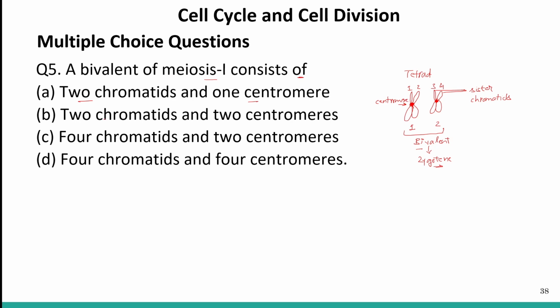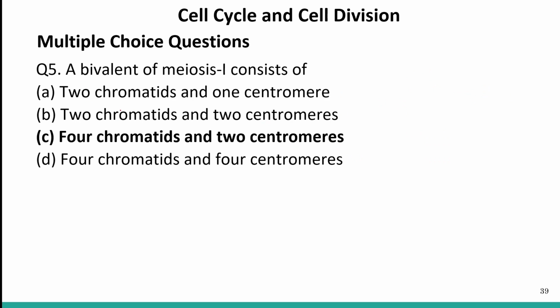Okay, second option is 2 chromatids and 2 centromere. Again, we can cancel out this one. We can cancel out this one also. Okay, because there are 4 chromatids. Okay, we have 4 chromatids, not 2 chromatids. Third option is 4 chromatids and 2 centromere. Okay, so now we have 4 chromatids and we have 2 centromere. This one and this one. Okay, last option is 4 chromatids and 4 centromere. We can cancel out this also. The answer should be 4 chromatids and 2 centromere. Okay, this should be the answer. A bivalent consists of 4 chromatids and 2 centromeres.